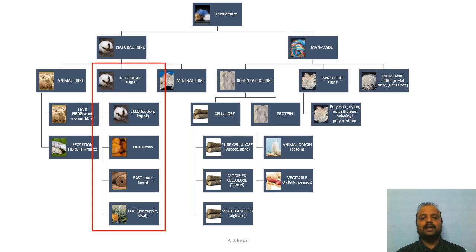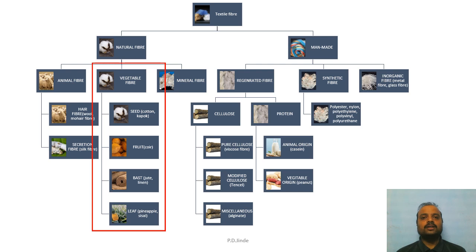Another part of a plant is bast. The fiber extracted from the bast part is referred to as bast fibers. So examples of bast fibers are jute fiber, hemp fiber, linen fiber. Yes, linen are those fibers that are extracted from the bast part of a plant.